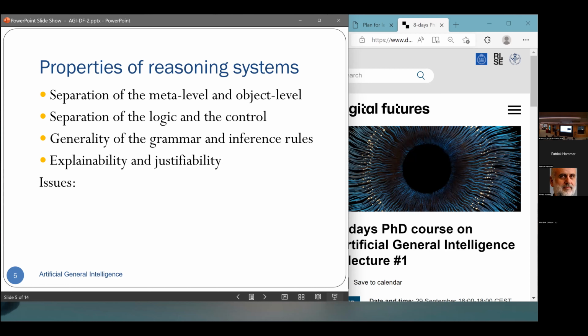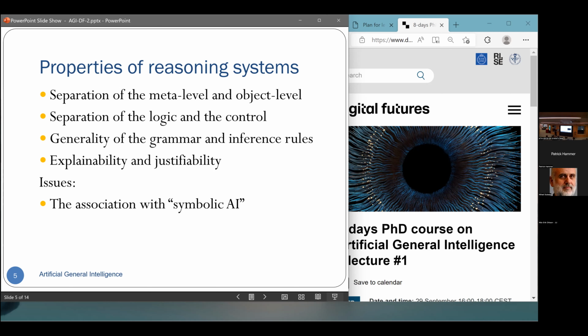But of course, on the other hand, there are big issues. That's why this is not popular in the current AI. Even within AGI, not many people are doing reasoning systems. Why? Well, we understand that.